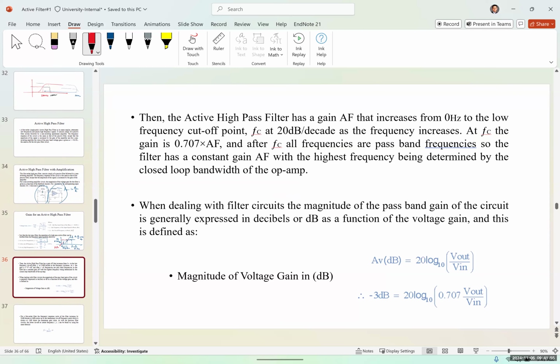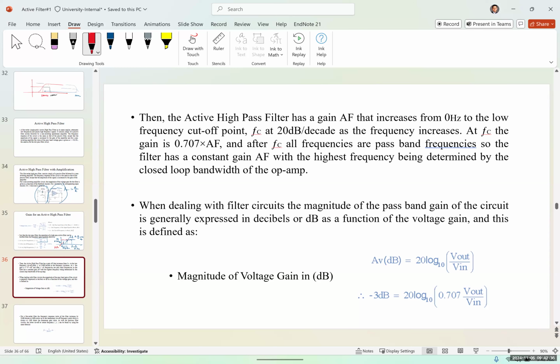We usually calculate gain in dB, and the gain in dB is going to be 20 log of Vout over Vin. The cutoff frequency is going to be negative 3 dB, or 20 log of 0.707 Vout over Vin. Since this is a first order active high pass filter, the drop of the gain below FC would be 20 dB per decade. For a second order, it's going to be 40, double this, for example.